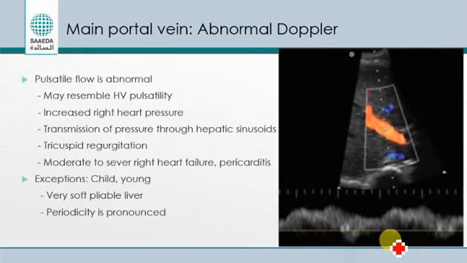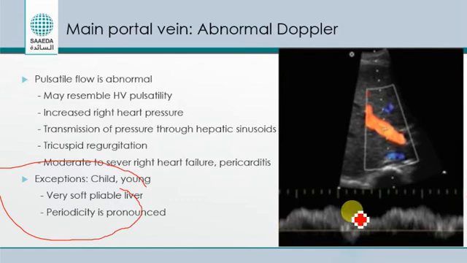Where does that happen? It happens in a very soft, pliable liver in children. The children have a very soft liver that will allow the pulsation of the heart to transmit through the hepatic sinusoids into the portal vein, normally. But in adults, you should not have pulsatility. For example, you can see here there is a pulsatile pattern of the hepatic vein, indicating something abnormal here.